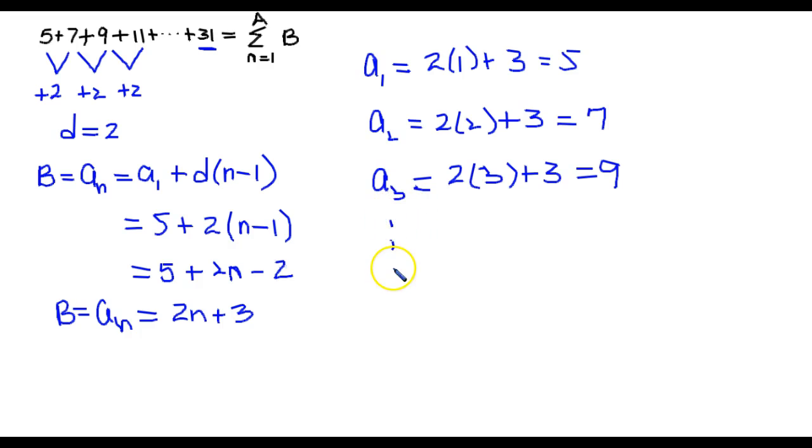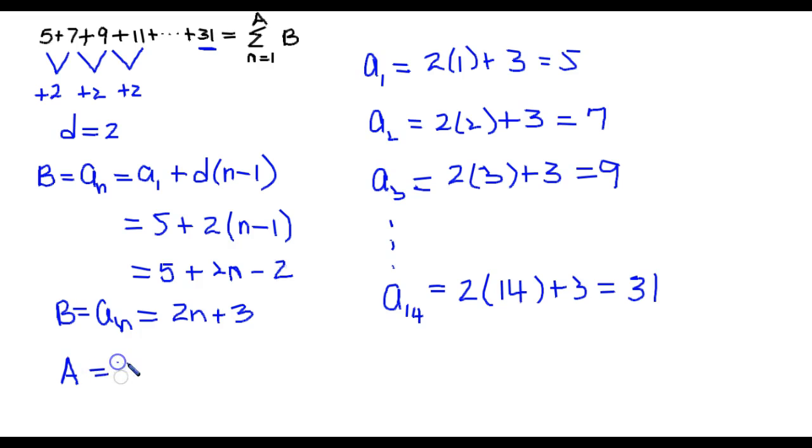But now we know that this formula gives us b. We now need to determine what capital A is. Well, remember, we need to figure out what value is going to help us to get that 31. A sub what? Well, 2 times 14 plus 3 gives us 28 plus 3, which is 31. So the 14th term is going to be equal to 31. So b is equal to 2n plus 3. Capital A is equal to 14.